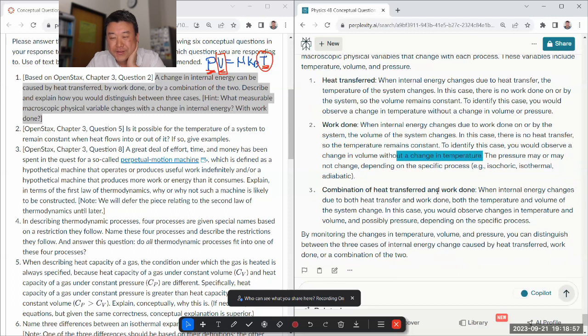Combination of heat transfer, then work done. It changes. So that's not quite right. This is a really common mistake people make, to associate heat transfer automatically with temperature. No. What you should automatically associate temperature with is internal energy. You can think of them as synonyms.